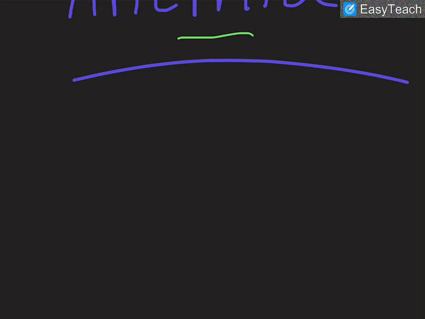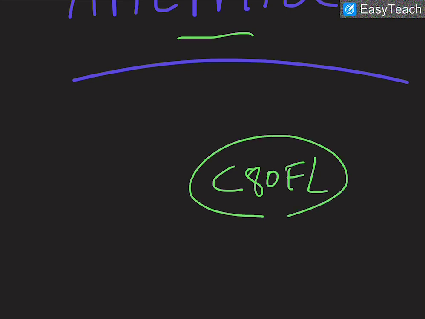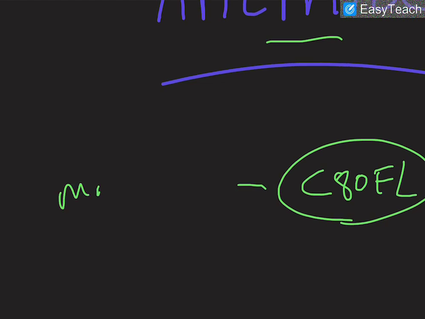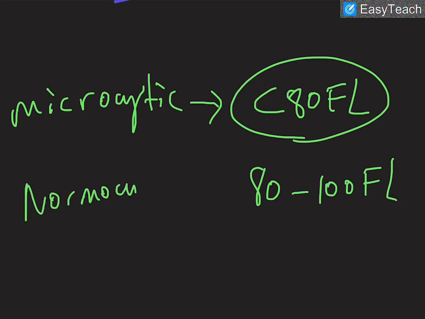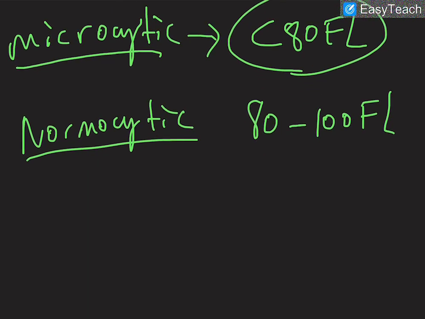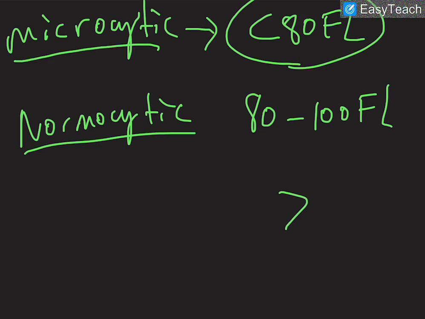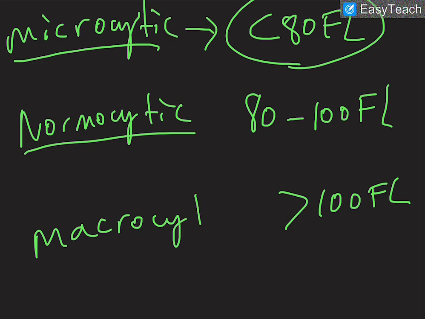Well, if the size of our red blood cells is less than 80 femtoliters, then we classify this as microcytic. So our red blood cells are smaller than usual. If the size of red blood cells is 80 to 100 femtoliters, we classify this as normocytic. This is what the size of a red blood cell should be. Less than 80 is microcytic, too small. Then if the size of our red blood cells is greater than 100 femtoliters, we classify this as macrocytic. So too big.